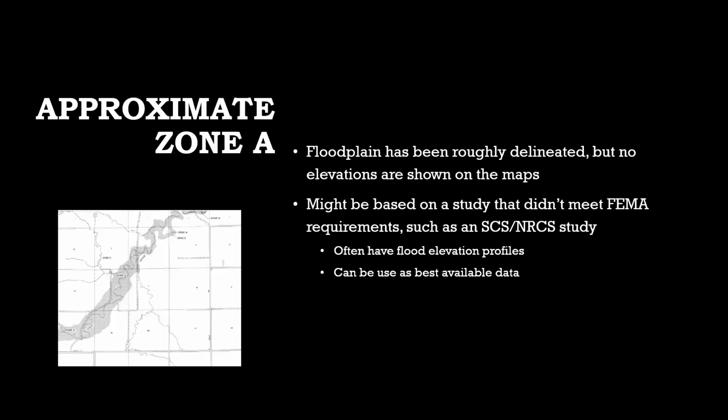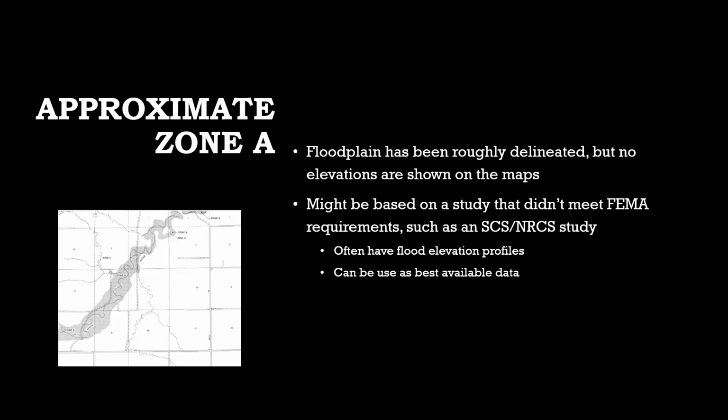Okay, approximate A zones, which are everywhere. Approximate zone A is somewhat old, usually associated with old studies. The floodplain has been roughly delineated, but there's no elevation shown on the maps. In some cases, this could literally have been Sharpie on a topo kind of thing.